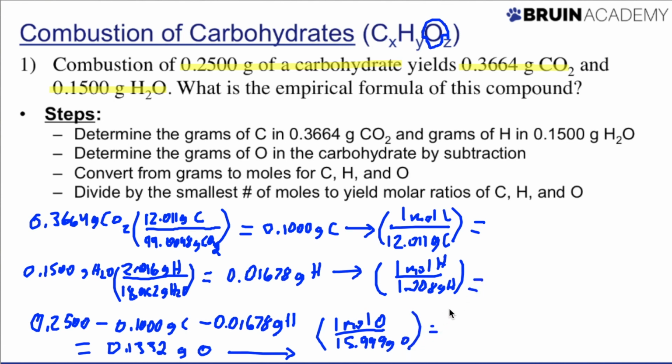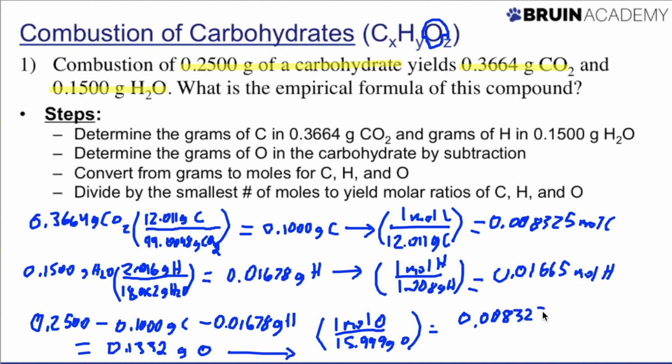For carbon, I should get 0.008325. For hydrogen, I get about 0.01665 moles. And then for oxygen, I get 0.008327 moles. And then the last step is to divide all these by the smallest, which in this case is 0.008325. These two numbers are essentially the same. This guy reduces to 1. This guy reduces to 1. The middle guy for hydrogen reduces to 2. And so my final answer is CH2O. So that's the empirical formula of this compound.